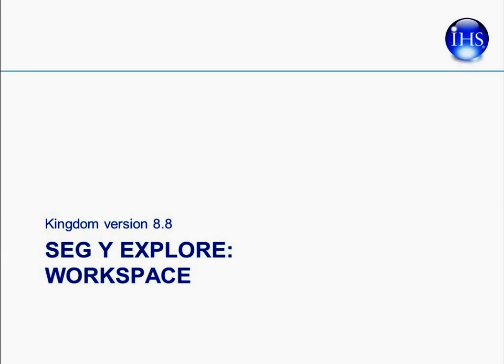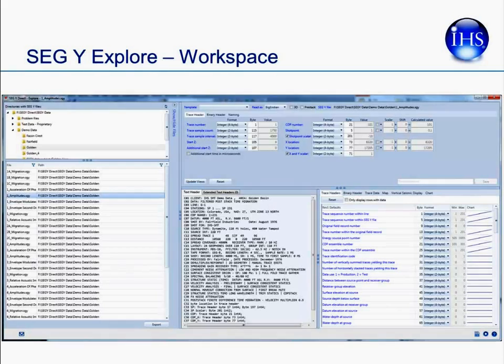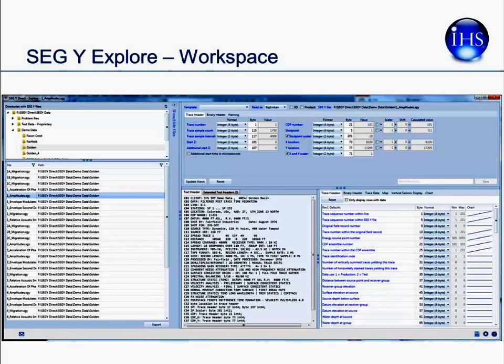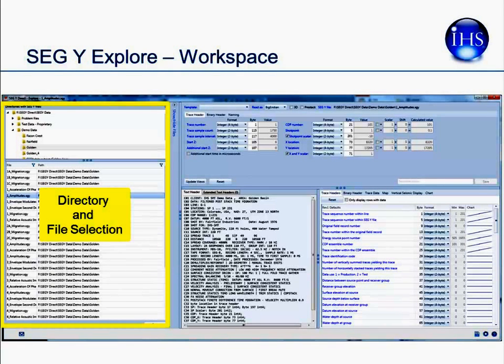This section will discuss the layout of the SEGY Explore workspace. There are four main panels within SEGY Explorer. The first panel is on the left and displays user-selected directories in the top half and a filtered list of files within the user-selected directory in the bottom half.